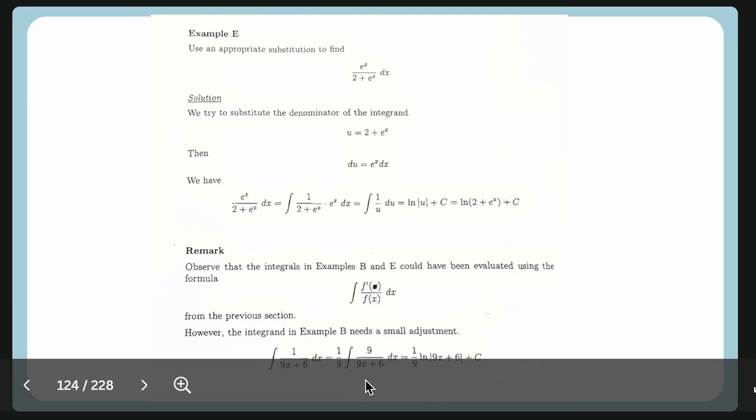So this is it for this lecture. Then we're going to be proceeding with integration by parts, and make sure to check the seminar for the examples on integration by substitution.